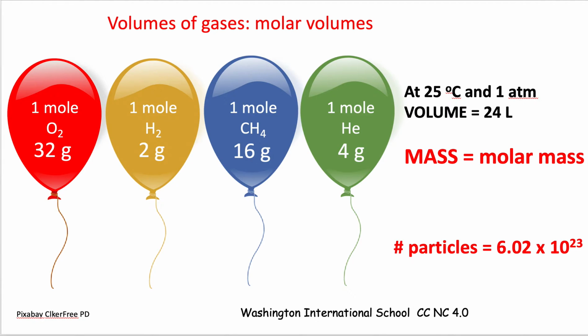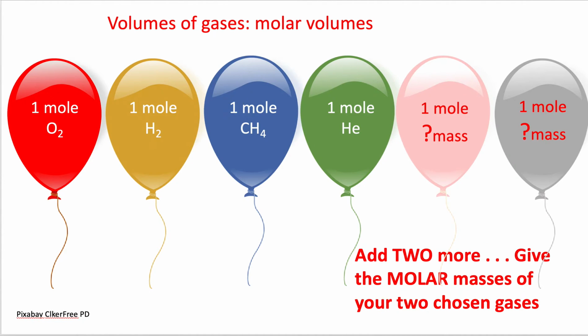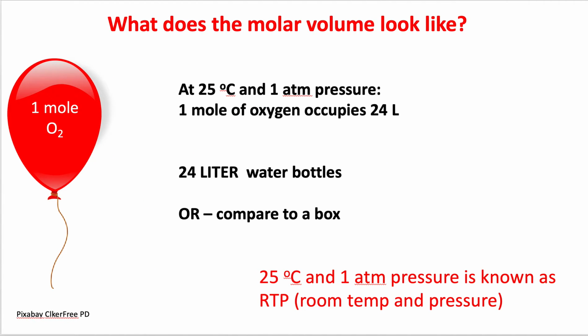And so the mass of each of those moles is just the molar mass, but remember to have the subscript 2 for diatomic gases. And you'll get the atomic masses off a periodic table. And so you can write the mass of your 2 gases that you've added. And of course, you have to use the formulas that you've already written down. And so what does the molar volume look like?